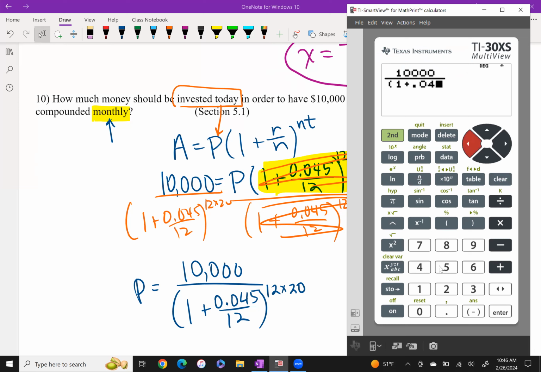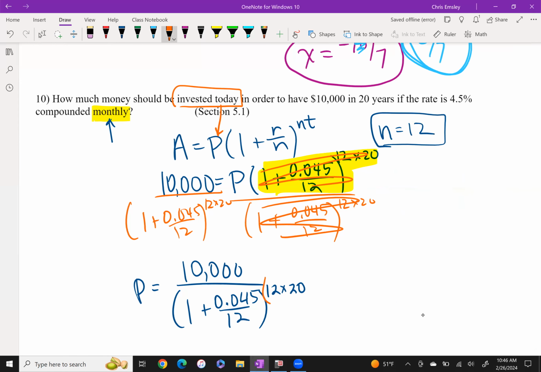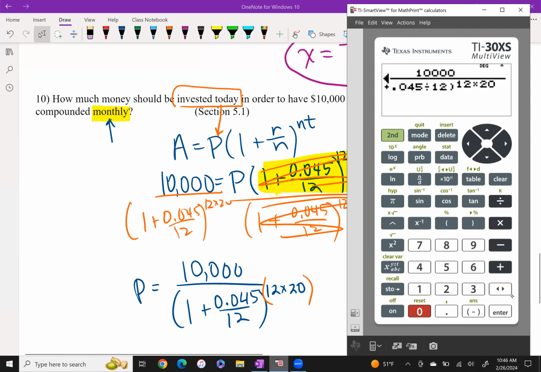0.045 over 12 or divided by 12. That's two different ways to do a fraction, works either way. And that whole thing is raised to the power of 12 times 20. If you don't have the multi-view calculator, you will likely need parentheses around those exponents right here, right there. You want to make sure the 12 times the 20 all goes into the exponent together. When I hit enter, there's my answer.